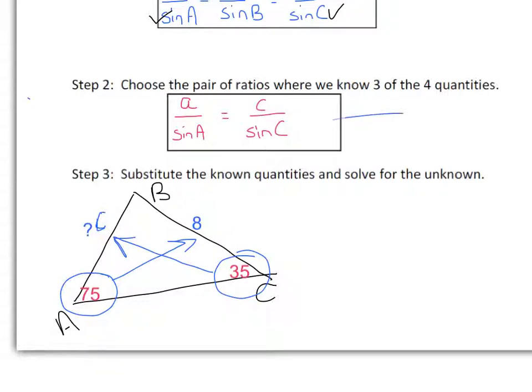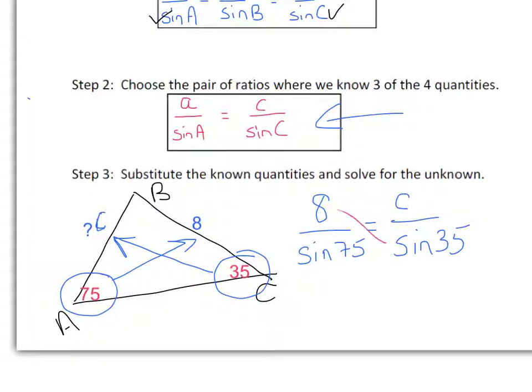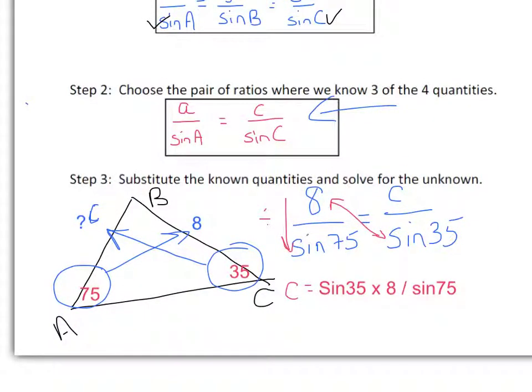So going by what we wrote here for the sine law, little a is 8 over sine 75 equals little c over sine 35. And now to find little c, we just cross multiply. So the 8 and the sine 35 get multiplied, and we divide by sine 75. So c equals sine 35 times 8 divided by sine 75, which equals 4.75.